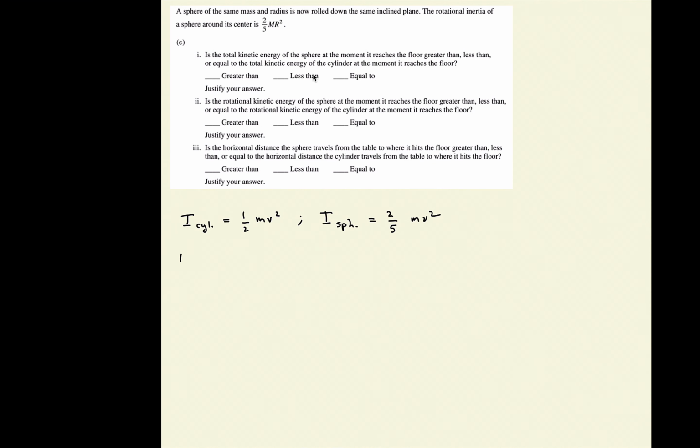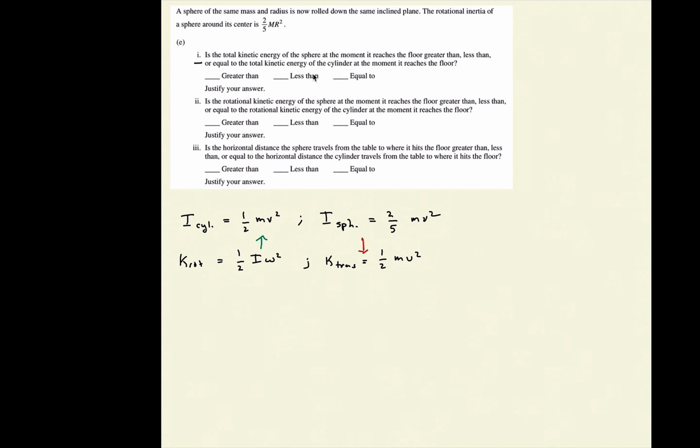And we have to remember that rotational kinetic energy is 1/2 I omega squared, and translational kinetic energy is 1/2 mv squared. We've also got to remember that the bigger the rotational kinetic energy, the smaller the translational kinetic energy, and vice versa. So, is the total kinetic energy of the sphere at the moment it reaches the floor greater than, less than, or equal to the total kinetic energy of the cylinder the moment it reaches the floor, part A? Or part I, rather.